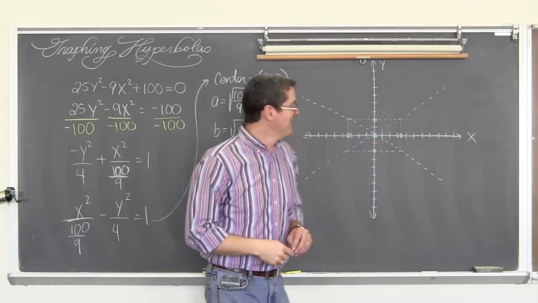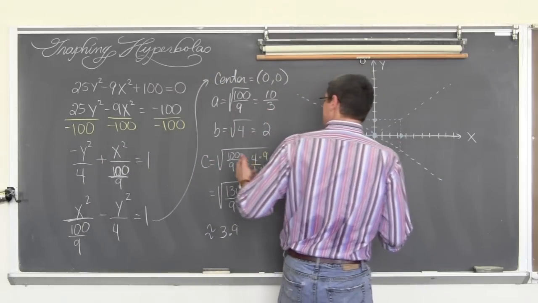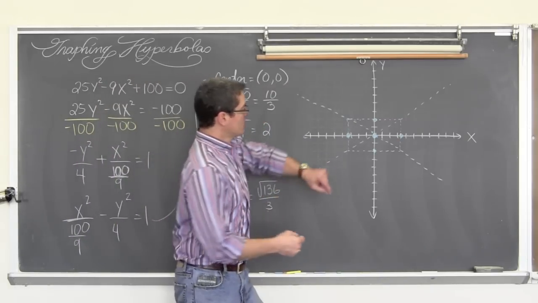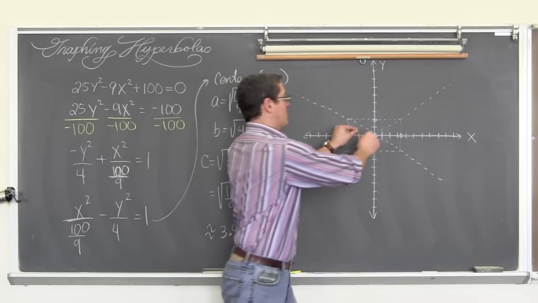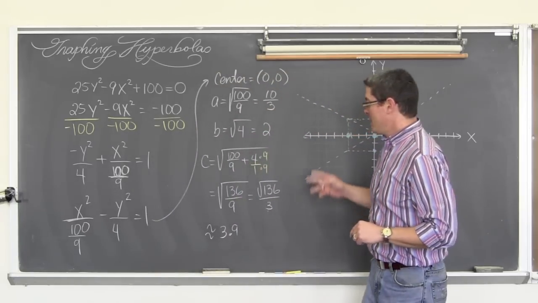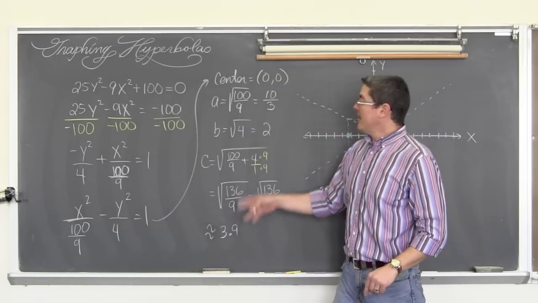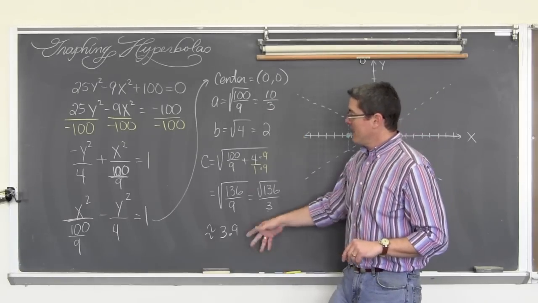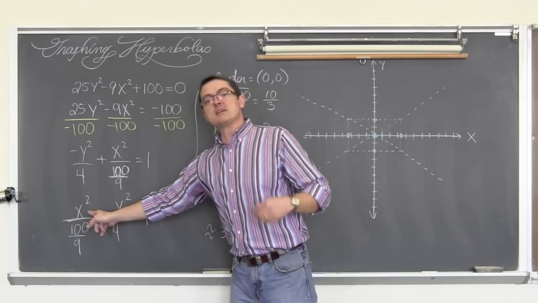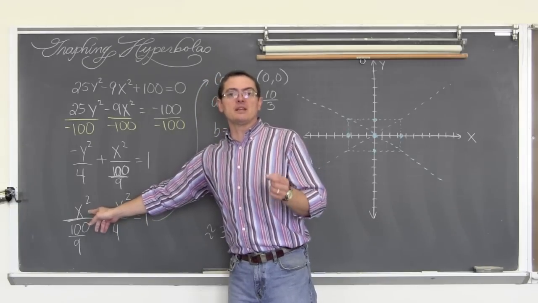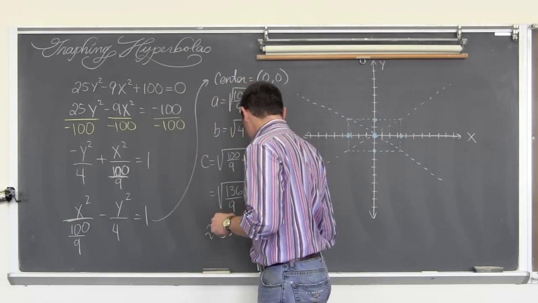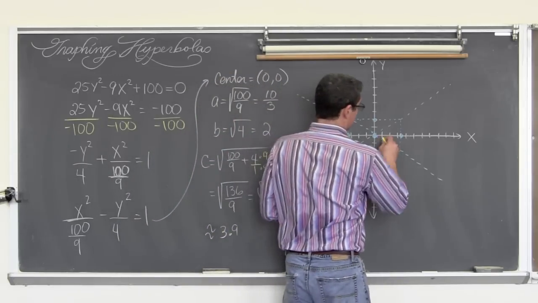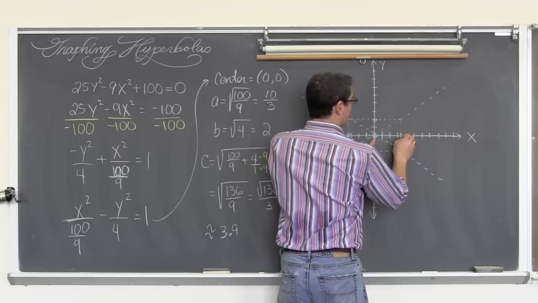Oh, got a little crooked there. And my focus points are 3.9 units away. Well, do I go up and down 3.9 units or left and right 3.9 units? C, like a, goes in the direction of the transverse axis. And again, our hyperbola has x in the positive term, so this is a left and right, or horizontal, hyperbola. So we're going to go left and right 3.9 units for the focus points. So 1, 2, 3.9.